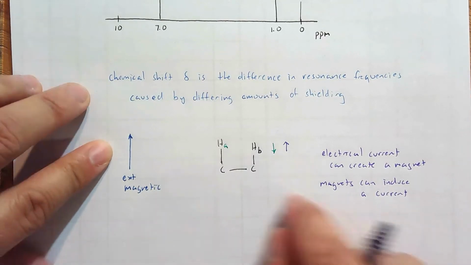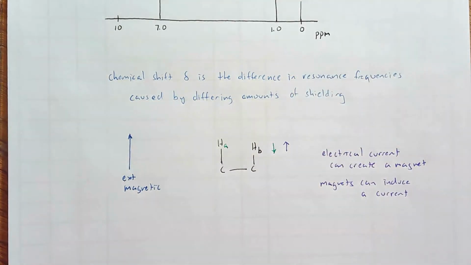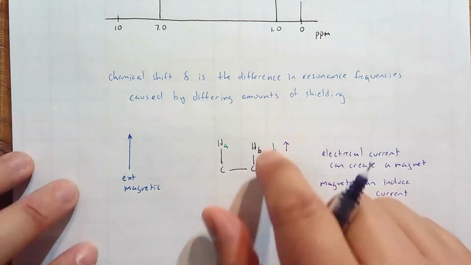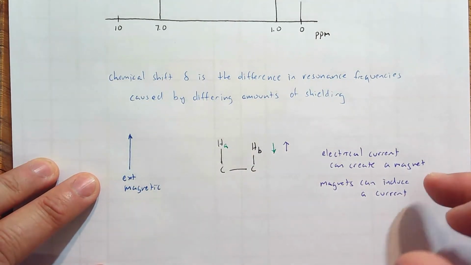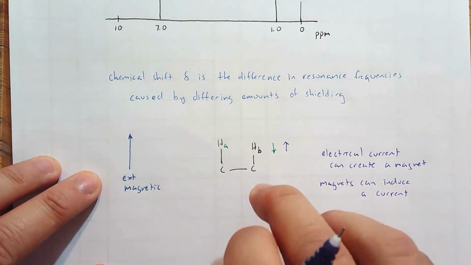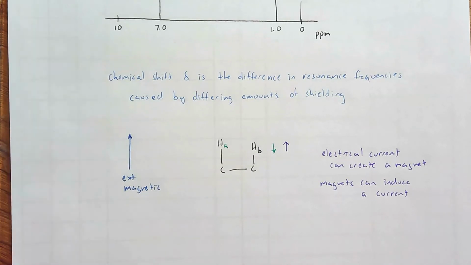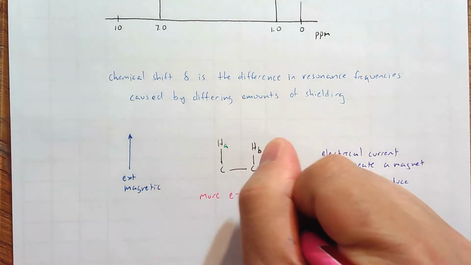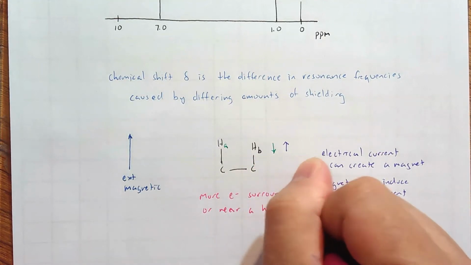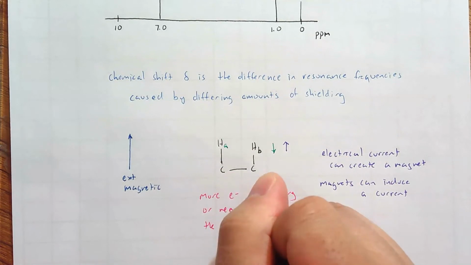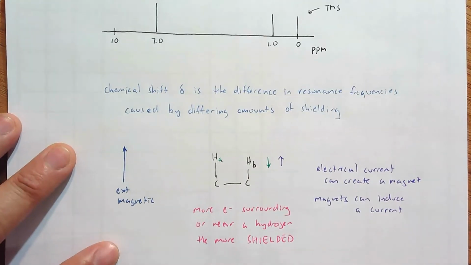So there's a magnet, and again, I don't want us to visualize all these electrons as particles. Just a general sense of an electron-rich, electron-dense area. That magnetic field will induce a current in those electrons. In turn, those electrons will create a magnet that goes against the external magnetic field. Bottom line is, the more electrons surrounding or near a hydrogen, the more shielded. Oh, so there's that term again, shielded. Shielded from what? Shielded from the magnet.